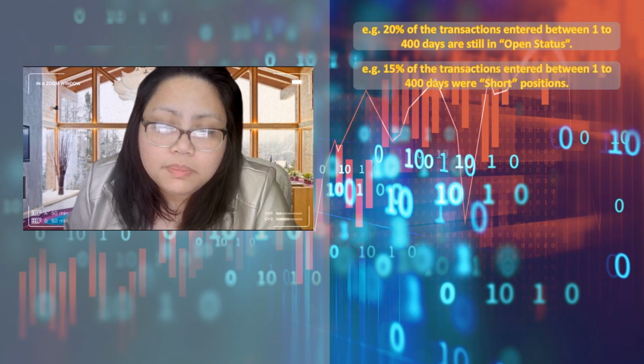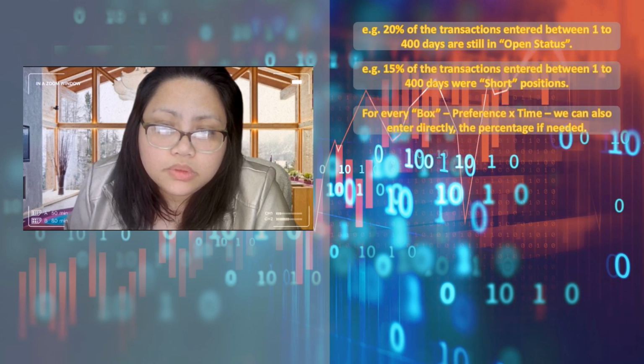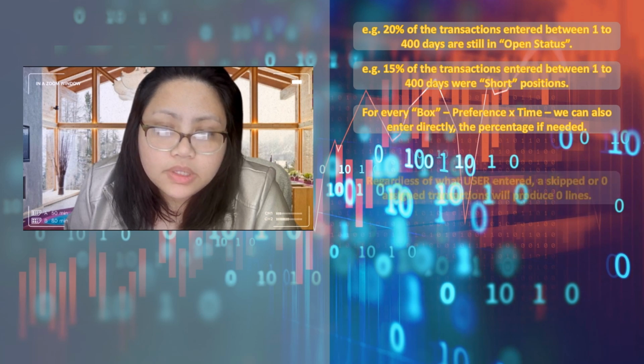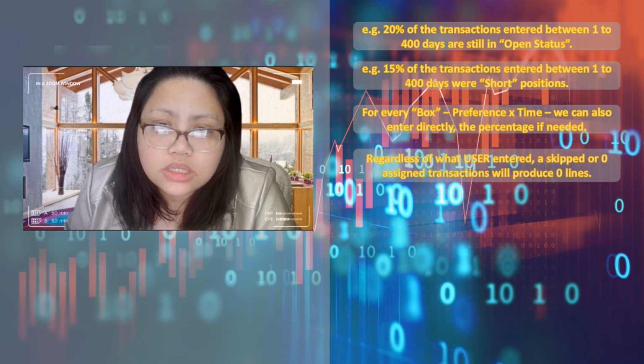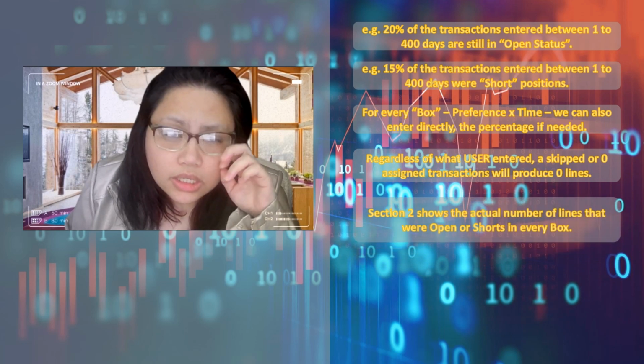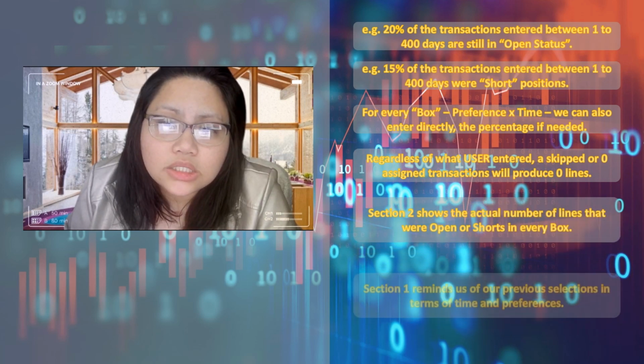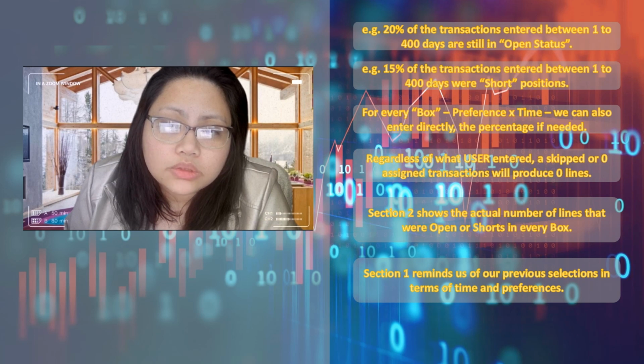So the second page of this workbook is about assigning the percentage of transactions that are still open, and also the percentage of transactions that we want to be short. So the rest of the transactions will already have been closed. When we assign the percentage shorts, however, it may assign to a closed position. So it could be either.